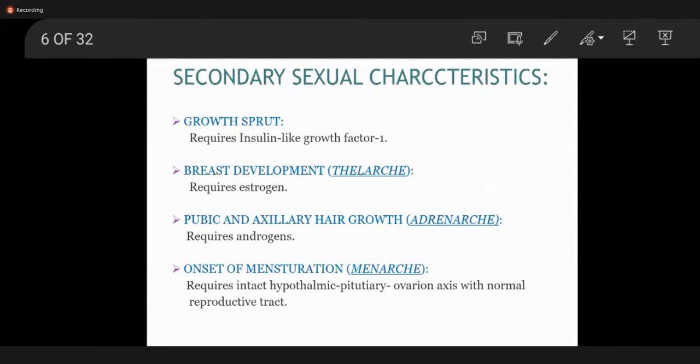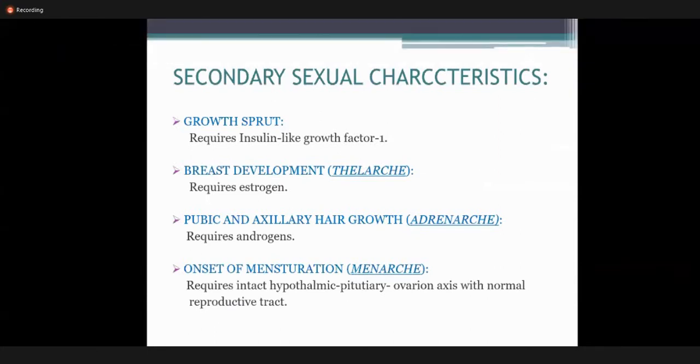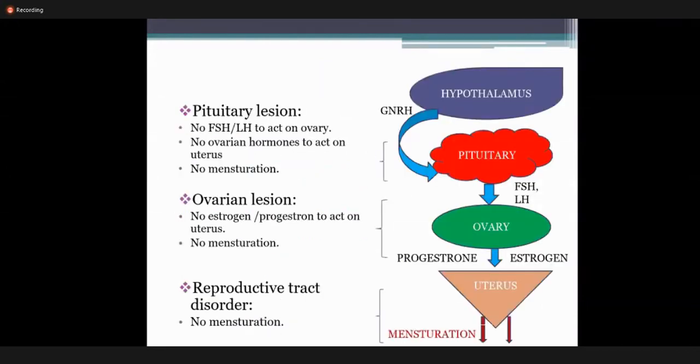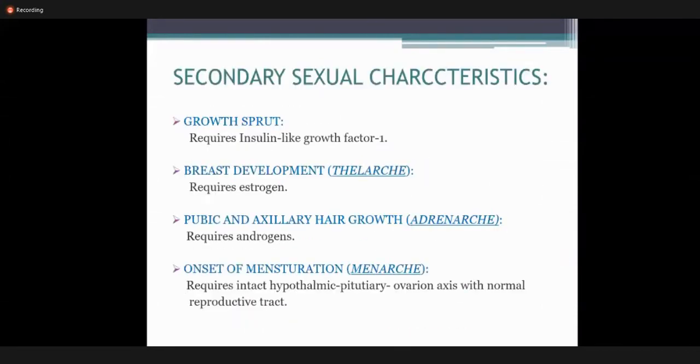Coming over to the secondary sexual characteristics. What happens in the secondary sexual characteristics, actually, there is a growth spurt. The growth spurt is because of insulin-like growth factor 1. There is breast development, which requires estrogen. Breast development starts about 2 to 3 years before the onset of menstruation. And when the breast bud starts to appear, the process is called telarche. Then next is adrenarche, that is, the pubic and axillary hairs start to grow. And then there is menarche.